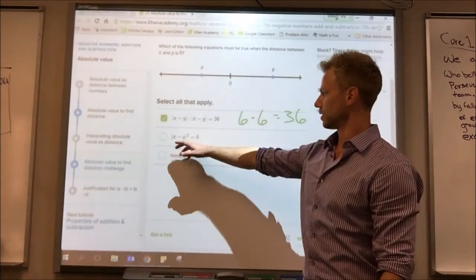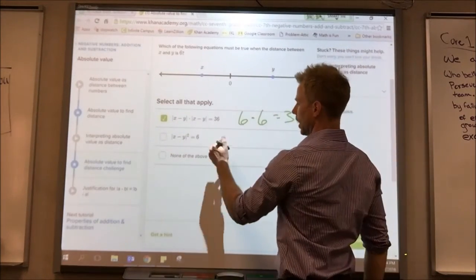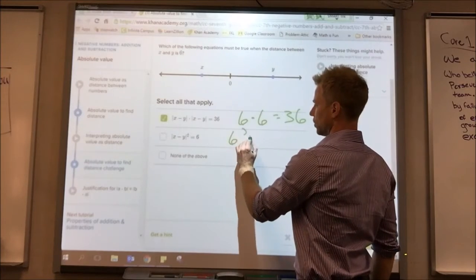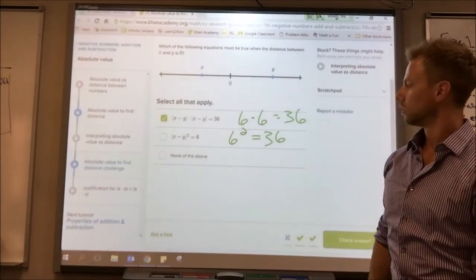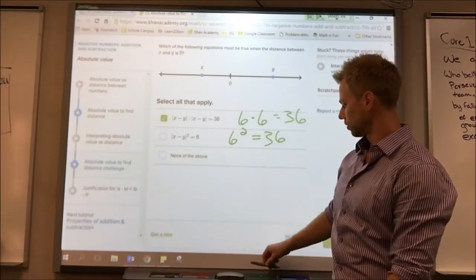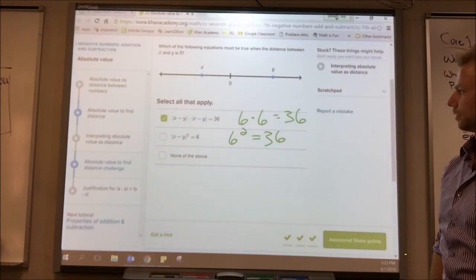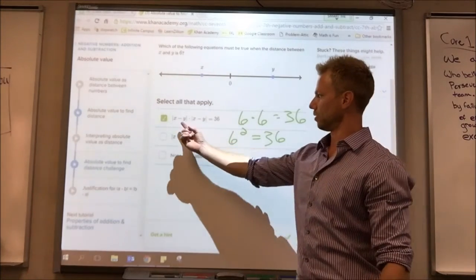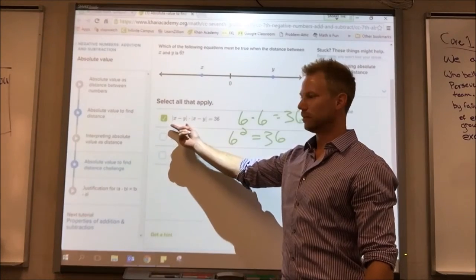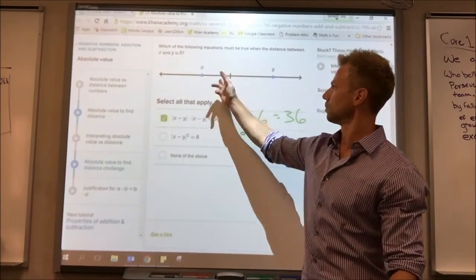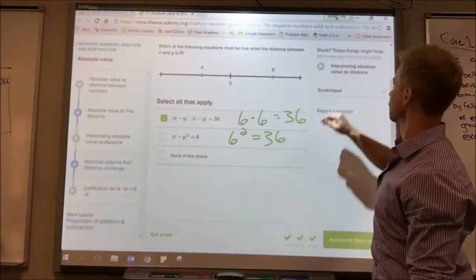The second one, is it true that the distance from x and y squared is 6? Well, again, the distance from x and y is 6. If we square that, that equals 36. So does it equal 6? No. And then none of the above. Well, the first one works, so it's not none of the above. So it's just going to be the first. Okay? So the key to this problem is remembering when you see the x minus y and the absolute value, that just means the distance between those 2 points, as was stated in the question. All right?